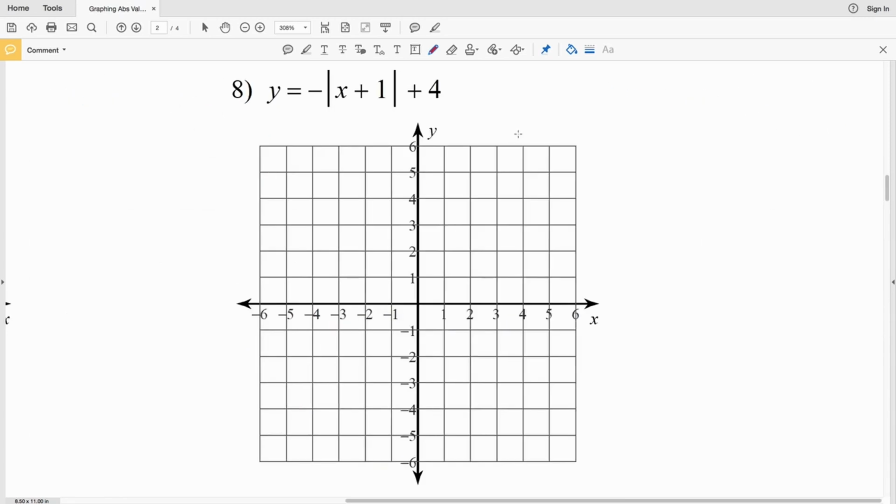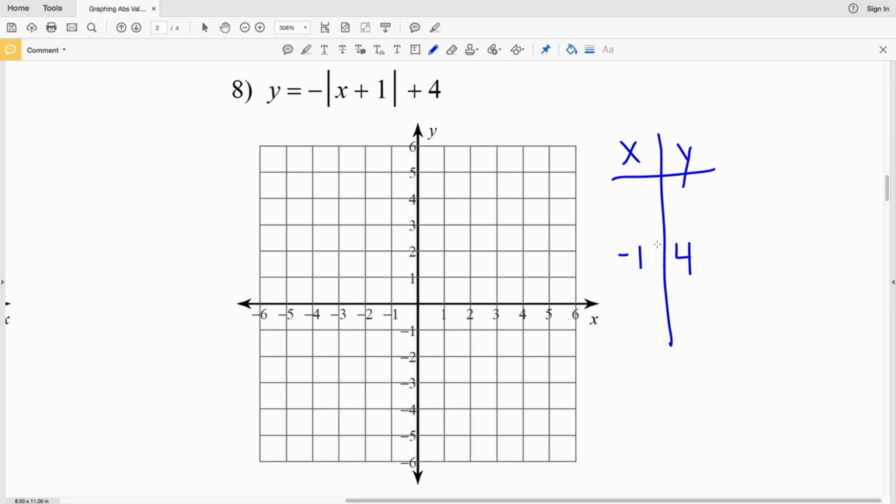Let's move on to number 8, which is the last function we're going to graph in this video, and in the following video, we'll finish out with numbers 9 through 12. So doing our t-table, we're going to find the turning point. So that's when x is -1, and when x is -1, our y is a +4.